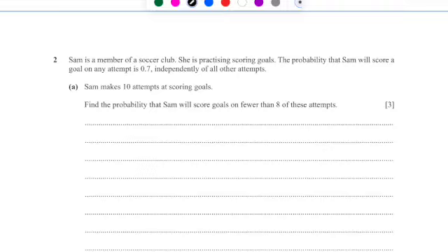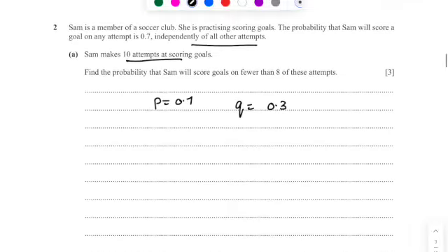So the probability of success is going to be 0.7, so failure is going to be 0.3. Independent of all other attempts. She makes 10 attempts at scoring goals. So n equals 10. Find the probability that she will score fewer than 8.